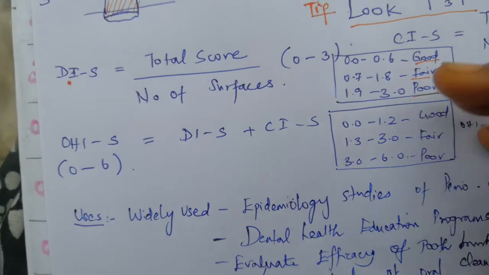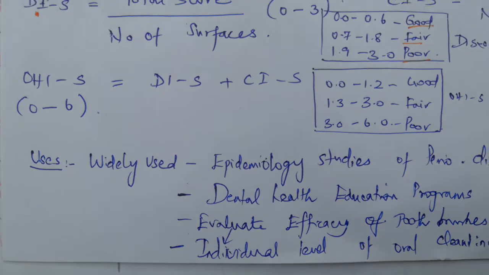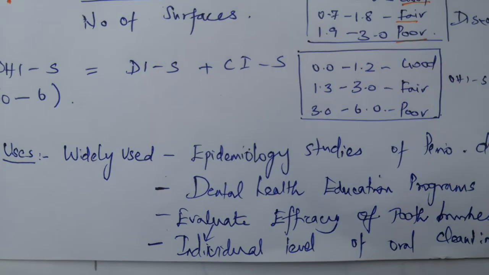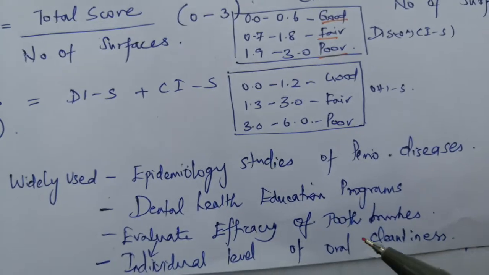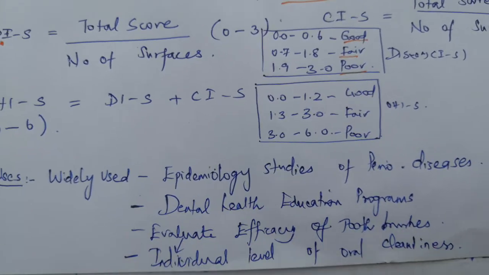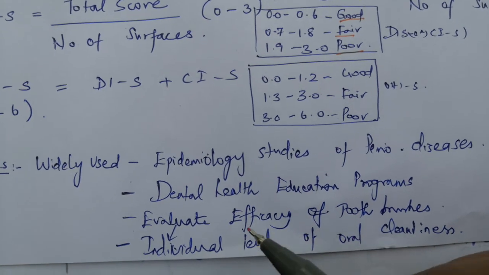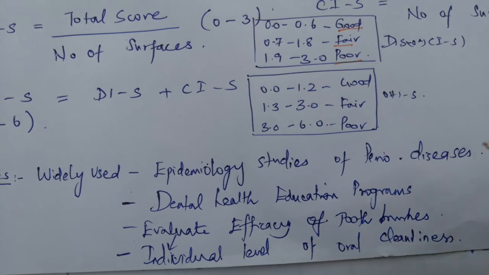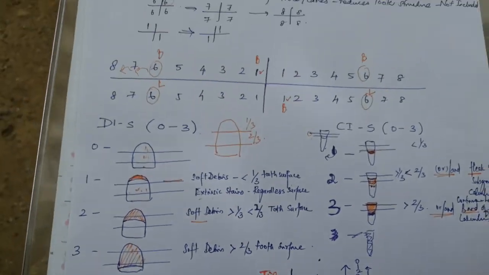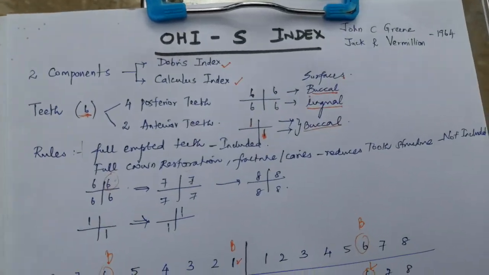So where is this oral hygiene index used? It has been used mostly in epidemiological studies of periodontal disease, and also in educational programs of dental health, to evaluate toothbrush efficiency, and also the individual level of oral cleanliness. So this is an overall view of the Oral Hygiene Index Simplified.